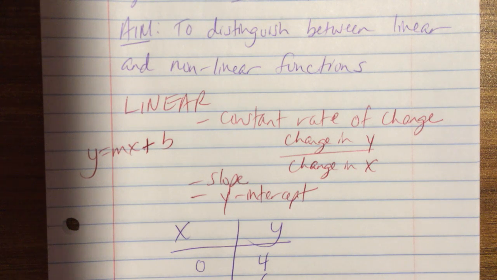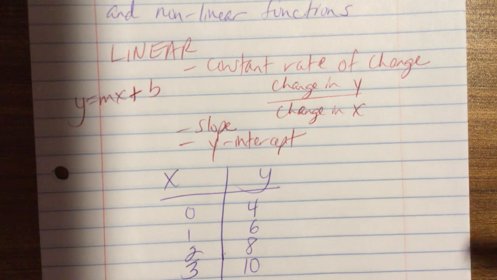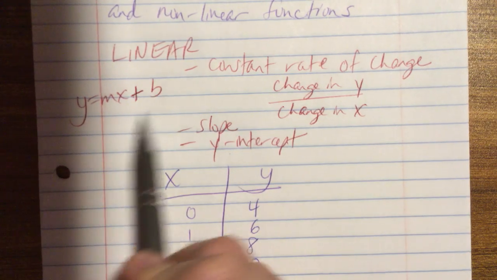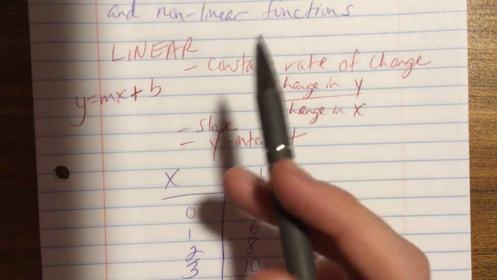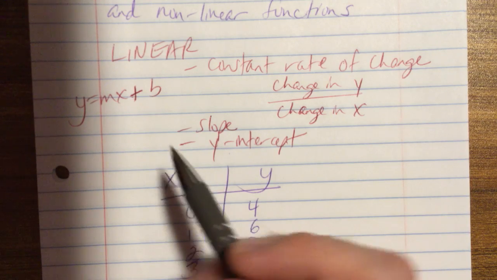The goal of today's lesson is to be able to distinguish between linear and nonlinear functions. We have already worked with linear functions in the beginning of the year, and we remember how they have a constant rate of change, which would be the change in y over the change in x. They have a slope and a y-intercept. They could be expressed in slope-intercept form as y equals mx plus b.